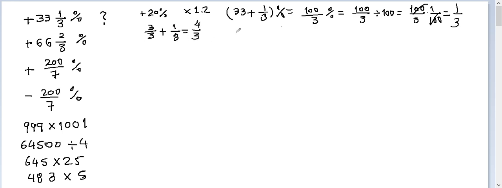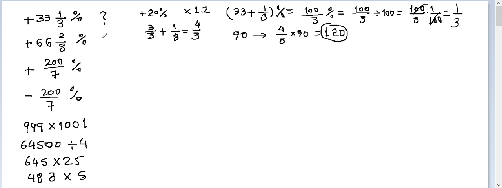For example, if the original amount was 90 and I increase by 33 and 1/3%, it means that the final amount is 4/3 times 90. So 90 divided by 3 is 30, times 4 is 120. This is the new amount.